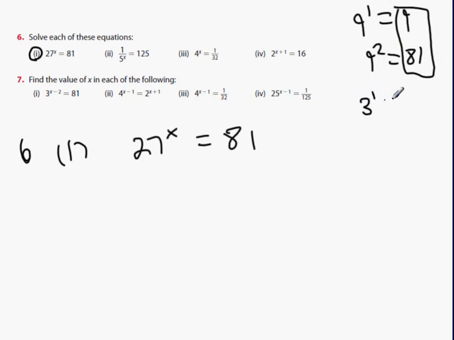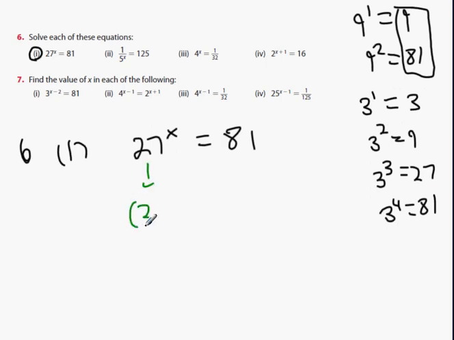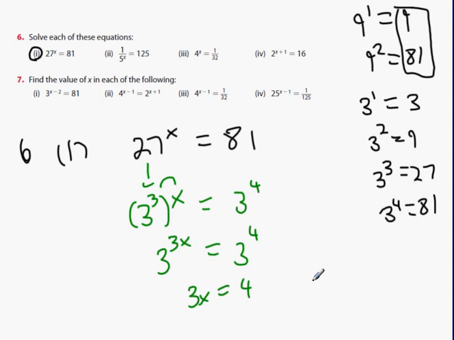3 to the power of 1, 3 to the power of 2, 3 to the power of 3, 3 to the power of 4. Replace 27 with 3 to the power of 3, to the power of x, and 81 with 3 to the power of 4. Multiply: 3 to the power of 3x equals 3 to the power of 4. 3x equals 4, x equals 4 over 3.